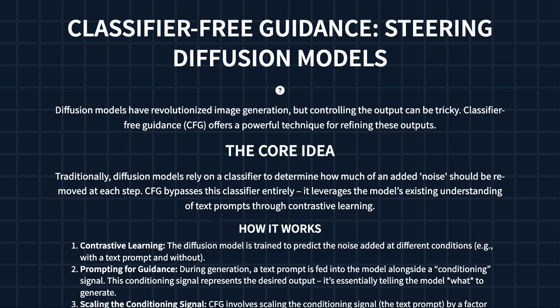Then, during generation, we feed the model the text prompt plus a conditioning signal, which is basically our request for a specific image. We can control how strongly this request influences the output by adjusting something called the CFG scale. Higher values make it more insistent on following the prompt, while lower values give it more creative leeway.